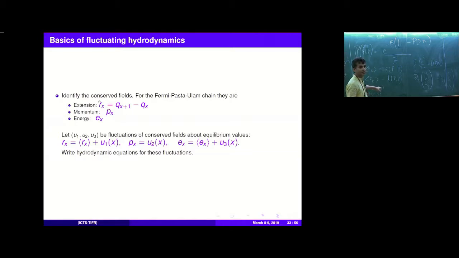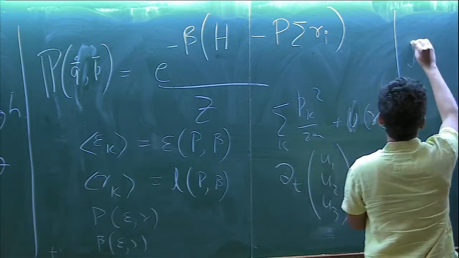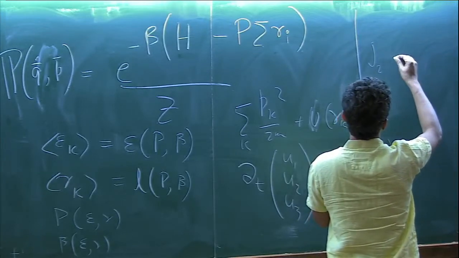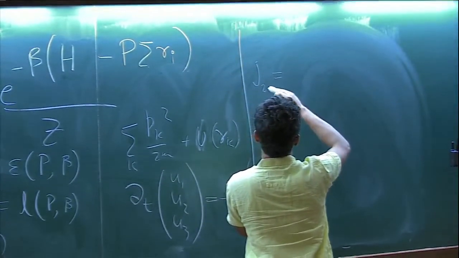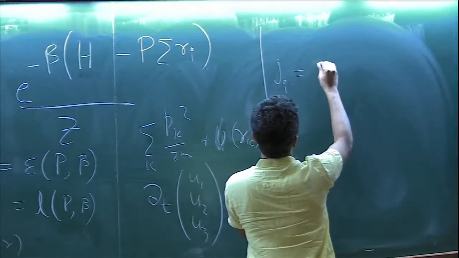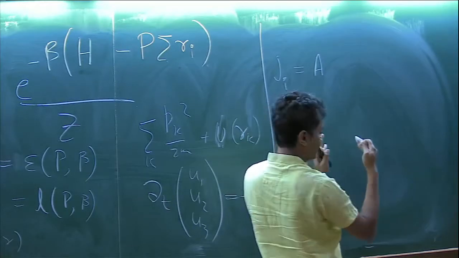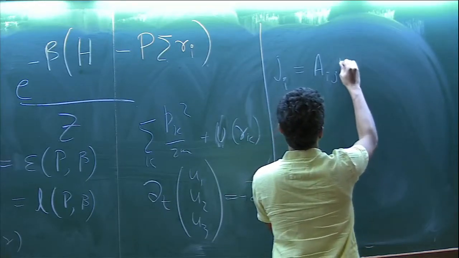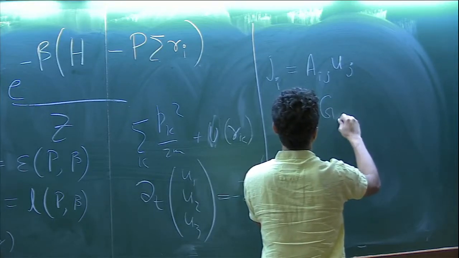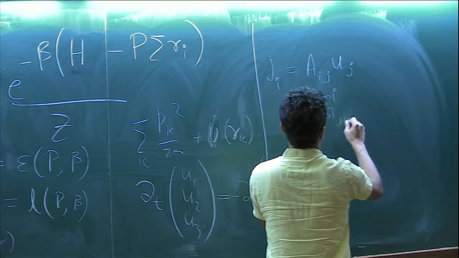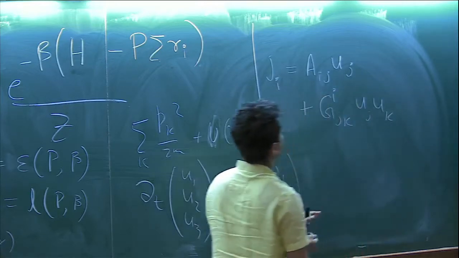And given this, I can now expand these functions. The current depends on pressure, and I can expand the pressure around the equilibrium state. So basically what we now want to do is write these currents, which in equilibrium are of course zero, but for small fluctuations this will involve each of the currents. There are three currents, J_i, and I can expand them in terms of the fluctuating fields. The first order expansion would just give me something like this, and if I go further and keep nonlinear terms, I get something like this, with indices i, j, k.